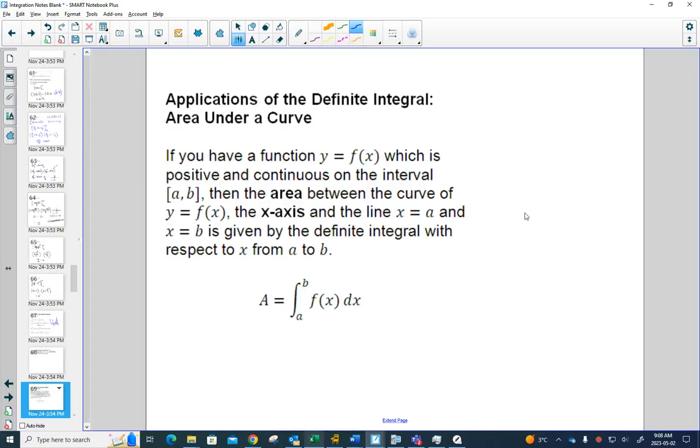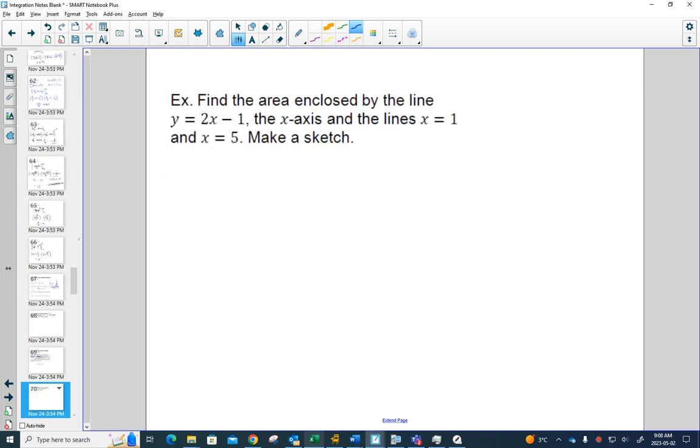So if you have a function which is positive at this time, and it's important that the graph is continuous with no breaks in it, no asymptotes, then the area between the curve, between two lines A and B, is the definite integral. And we talked a little bit and showed a little bit of this already. This is the most famous application of integrals.